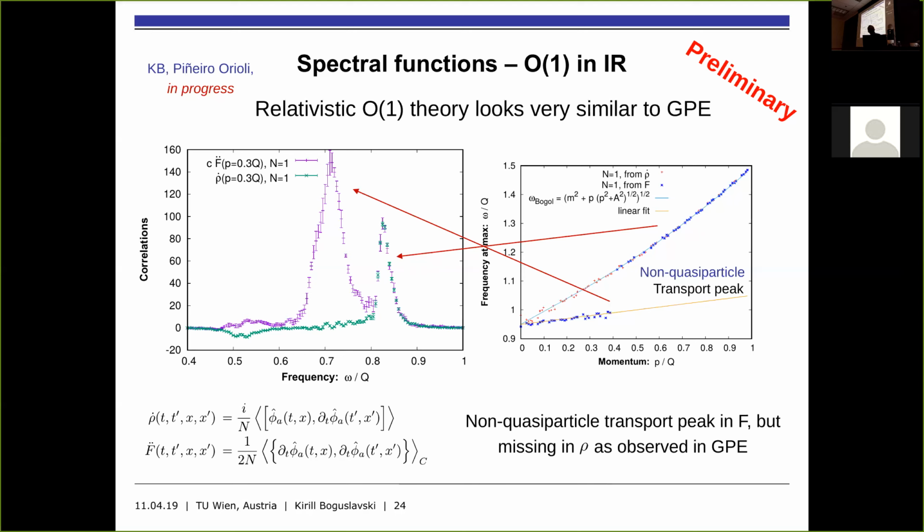Let me also say a word about the dispersion here. It seems to be a linear dispersion of this transport peak, which is the same as in the GPE. I have not shown you that. While this one is the Bogoliubov dispersion, you see it's written in a slightly different way from what you're probably used to, because we are in a relativistic theory. So you have to make sure that at large momenta you actually have a linear curve, and this is exactly the way you can approach that. It seems to be a generalization of the Bogoliubov theory for relativistic scalars.